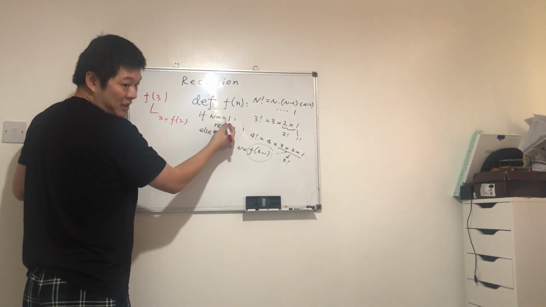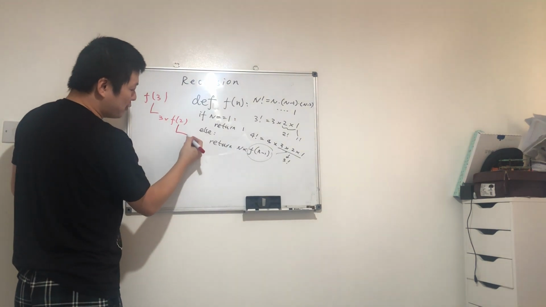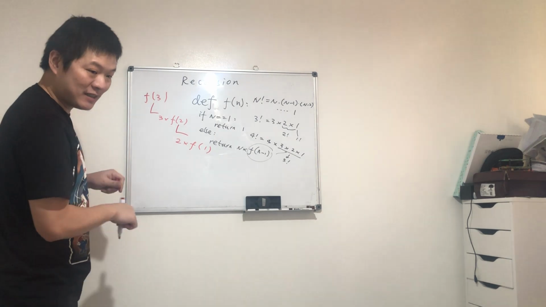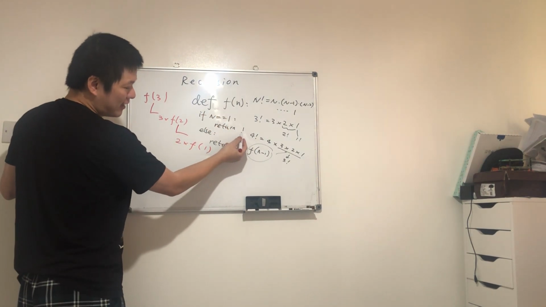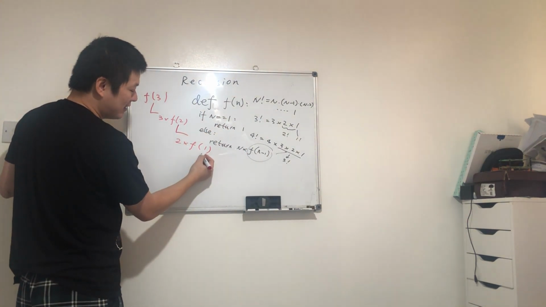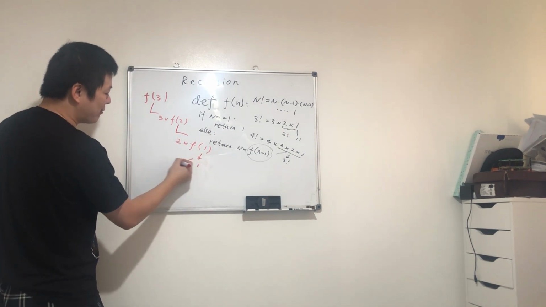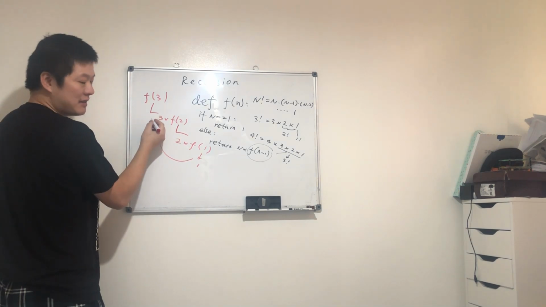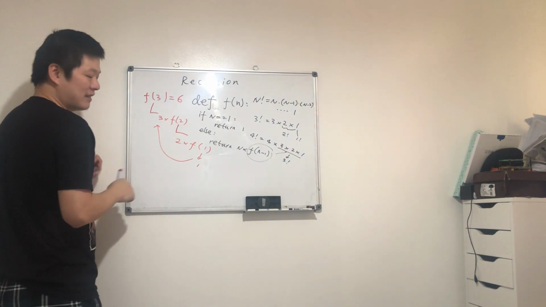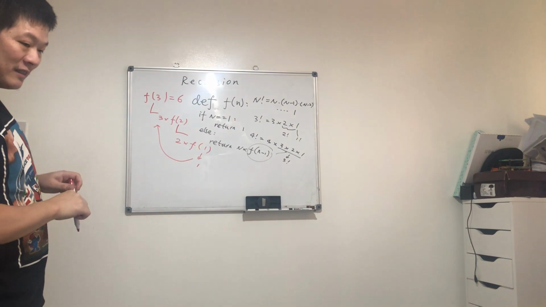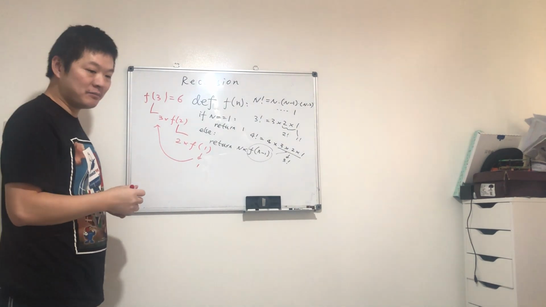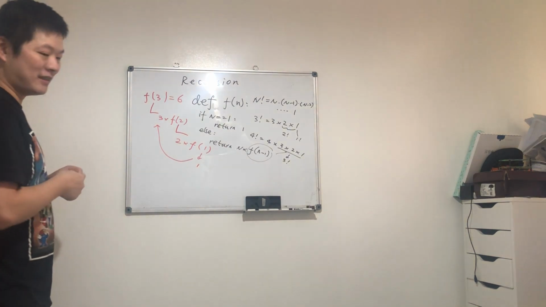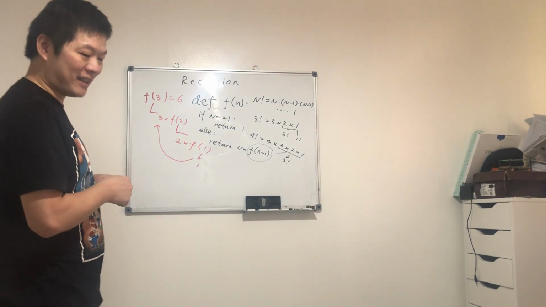If n is 1, no, right? Your F2 will become 2 times F1, right? F1, if n equals 1, then what? We return 1. Okay, so we can go backwards. 2 times 1, 2. 2 times 3, 6. So F3 equals 6. Yes? Any questions so far? No? It's easy, yeah? Is it easy?